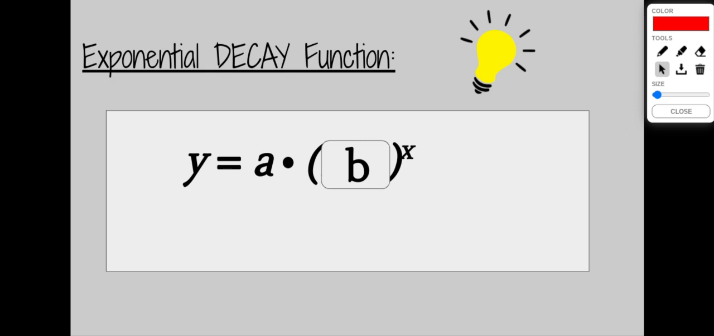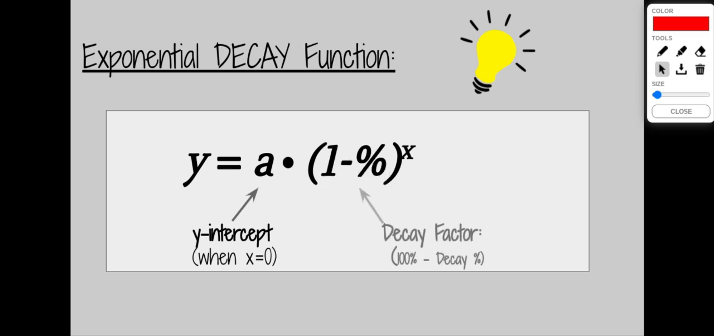Okay, getting started with the exponential decay function. It's just an exponential function, and still the a represents the y-intercept, or the starting value when x is 0, time of 0, just like in the exponential growth function. But the factor of change now is going to be a number that is less than 1, because it's going to be decay.